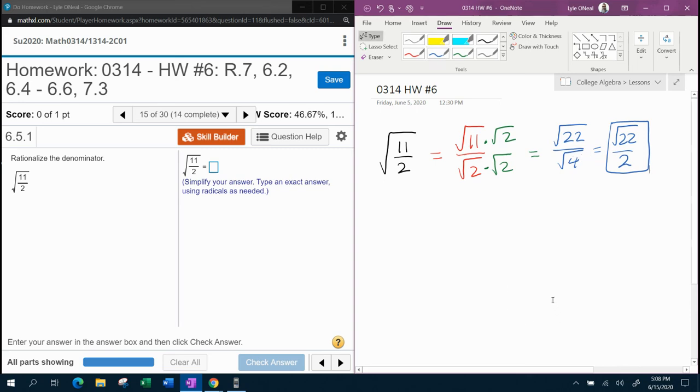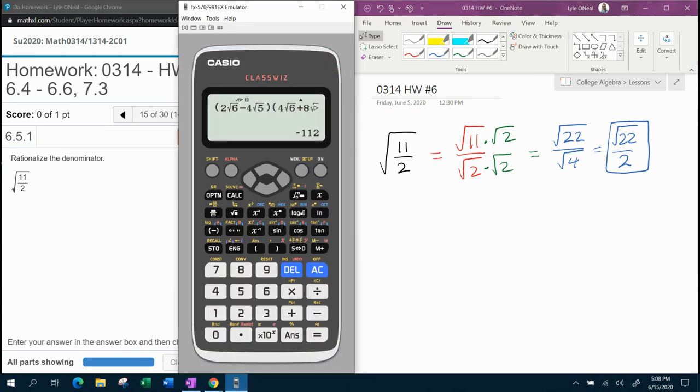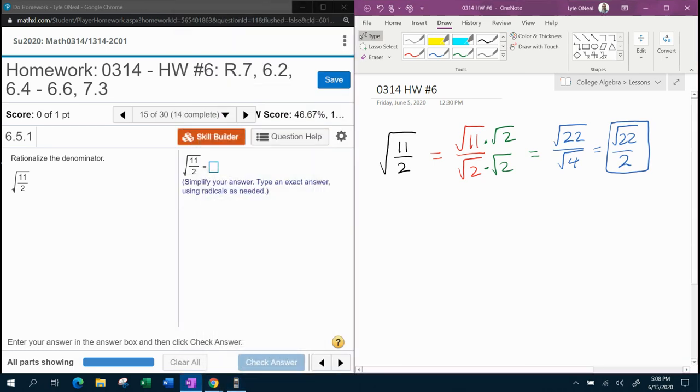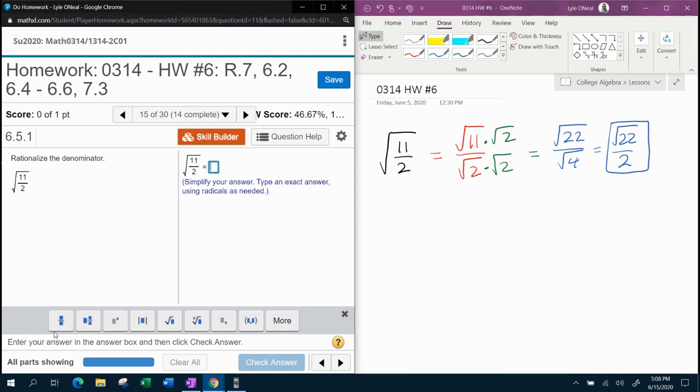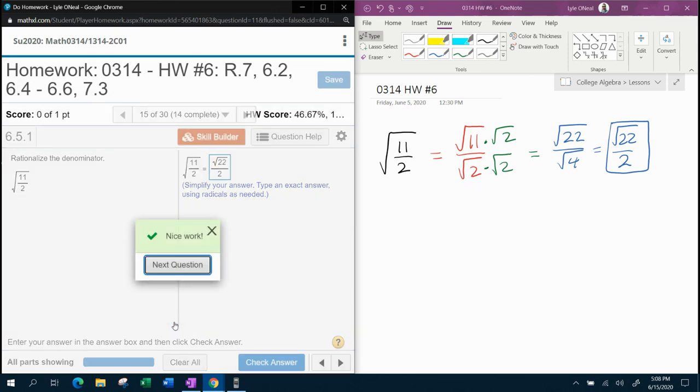Now for the good part. If you have a Casio ClassWiz, it will do this for you. All you have to do is type in the original problem and hit equals. Bam, and it does the rationalize for you. So freaking sweet. All right, so here we go. Inputting the answer: fraction first, square root next, move to the bottom, and done.